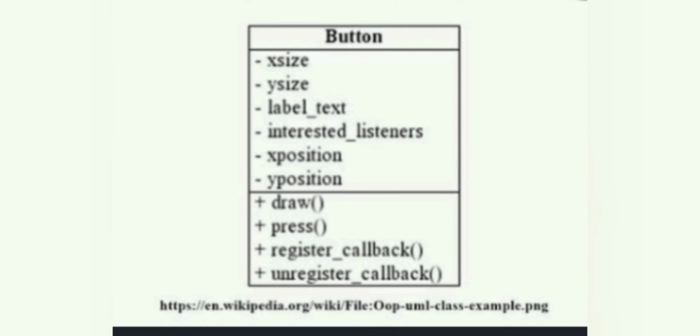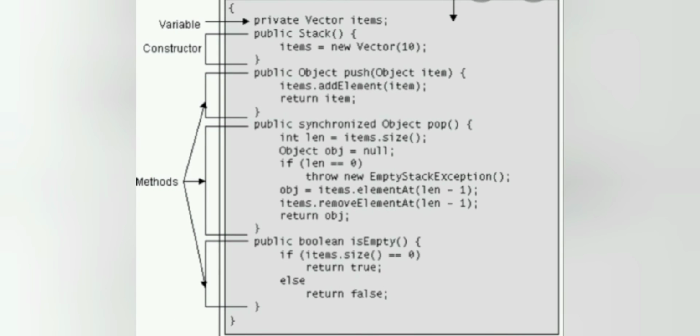If we look at the button diagram, there is X size, Y size, label text, interested listeners, X position, Y position, draw, press, register callback, unregister callback. These are the functions used in object-oriented programming. And this is the program, starting from curly bracket, private vector items, public stack item is equal to new vector. This is the program shown on the screen.